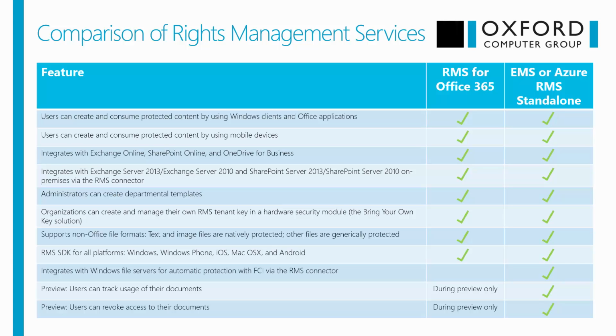Now, there is a current item that's in preview now, which both have, but it will be going away for the RMS for Office 365, and that's the document tracking portal, where users can track the usage of their documents as well as revoke access through this web portal to documents they've previously shared. Now that's a huge feature, and if you've seen it, you understand how important and impressive it is. And if you lose that, once the preview goes away, you'll probably want to get that back. So EMS or Azure RMS Standalone is a great investment to access that feature after the preview goes away.